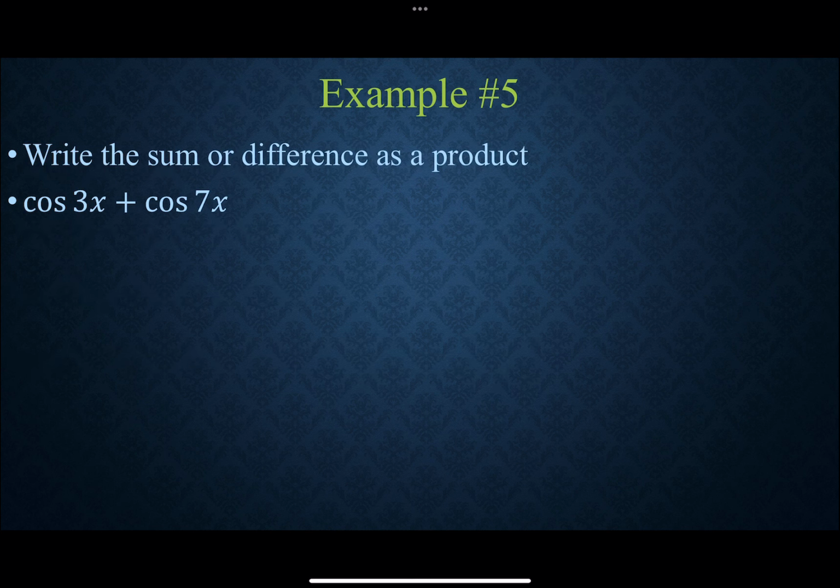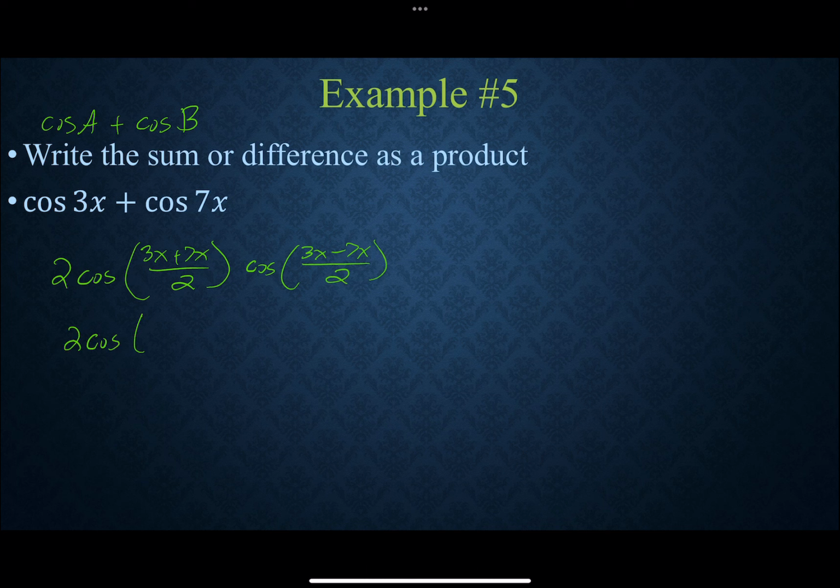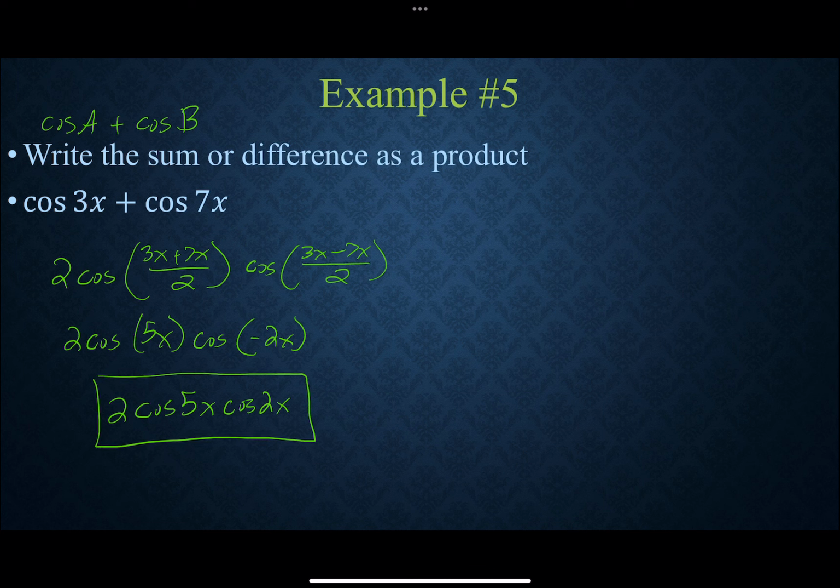So first up, we have cosine plus cosine. So this is the cosine A plus cosine B formula. It tells us we're doing 2 cosine A plus B over 2, so 3x plus 7x over 2, and then cosine of A minus B over 2, so 3x minus 7x over 2. So we get 2 cosine, 3 plus 7 is 10 over 2 is 5, and then 3 minus 7 is negative 4 over 2 is negative 2. Again, the negative cancels, so we're just left with 2 cosine 5x cosine 2x.